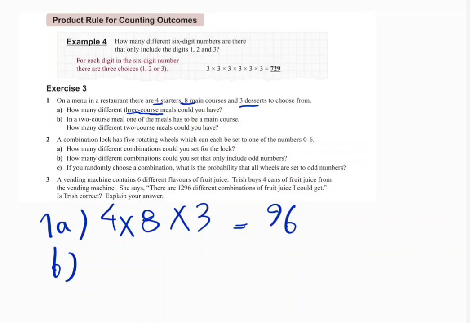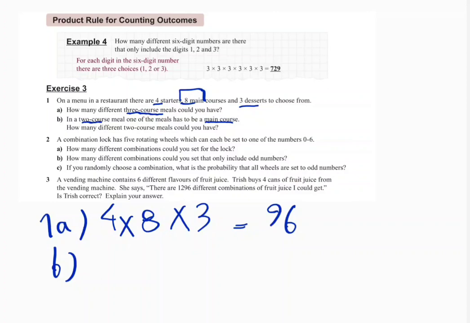Now let's do part B. It says that in a 2-course meal, one of the meals has to be a main course. So it's now restricting our options, because first of all it should be a 2-course meal, and the second thing is that one of them must be a main course. So this means that we are definitely going to deal with this one. And now the question is, how many different 2-course meals could you have?